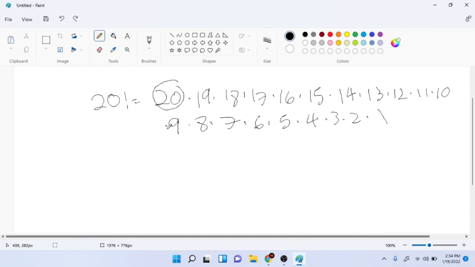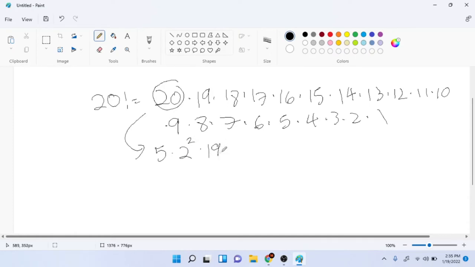So what I'm going to do right now is essentially split all the numbers in 20 factorial. I wrote down all the numbers of 20 factorial, and I'm going to try to split them into powers of 5 and 2. And then maybe you guys see the pattern for that. So 20 is 5 times 4, right? 20 is 5 times 4, which is 5 times 2 squared, right?